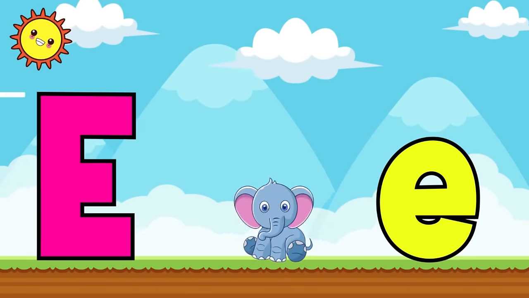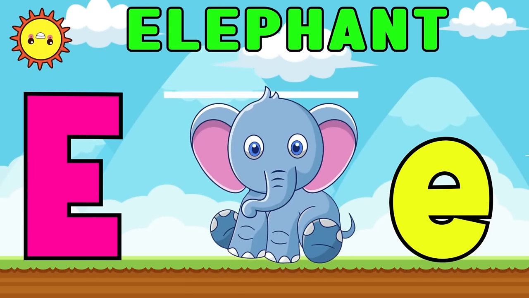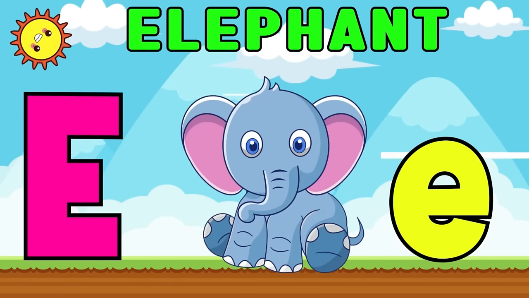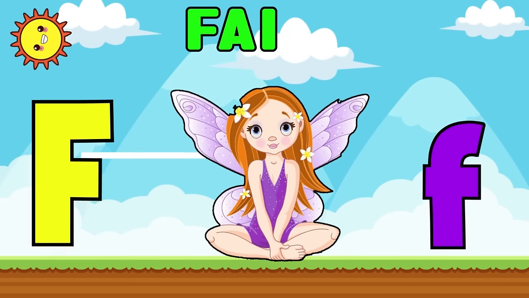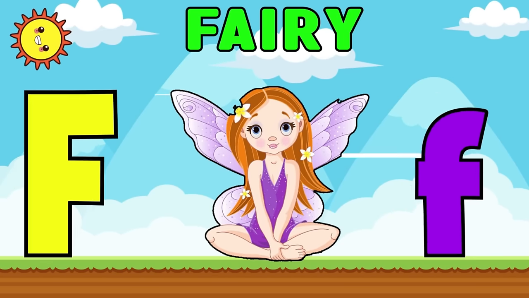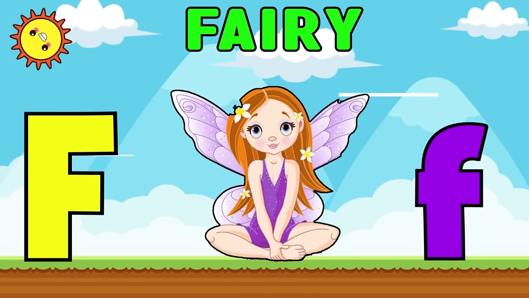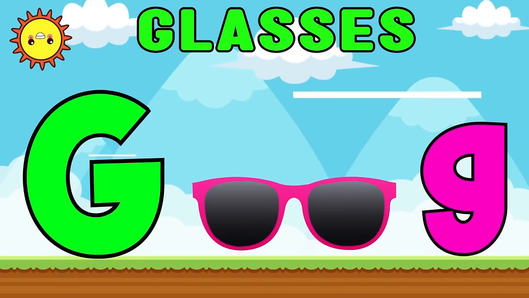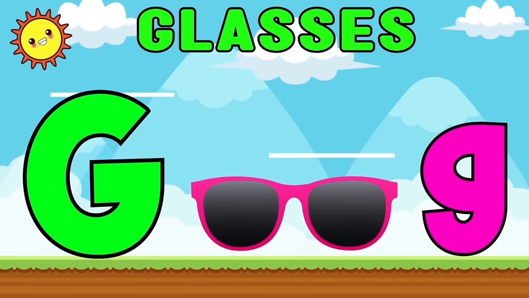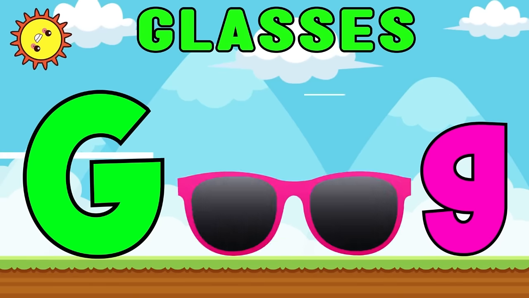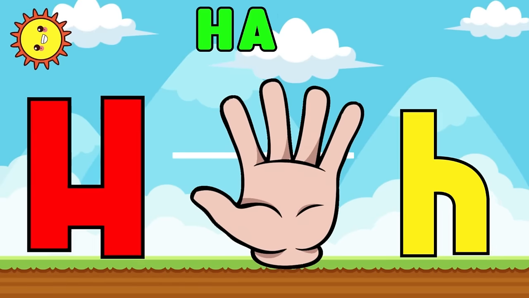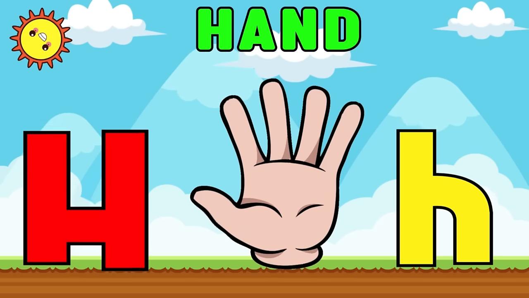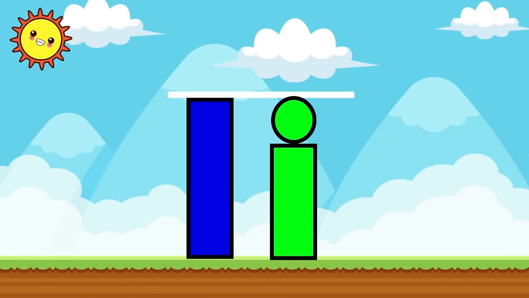E is for elephant. Elephant, E, elephant. F is for fairy. F, fairy. G is for glasses. G, g, glasses. H is for hand. H, hand.